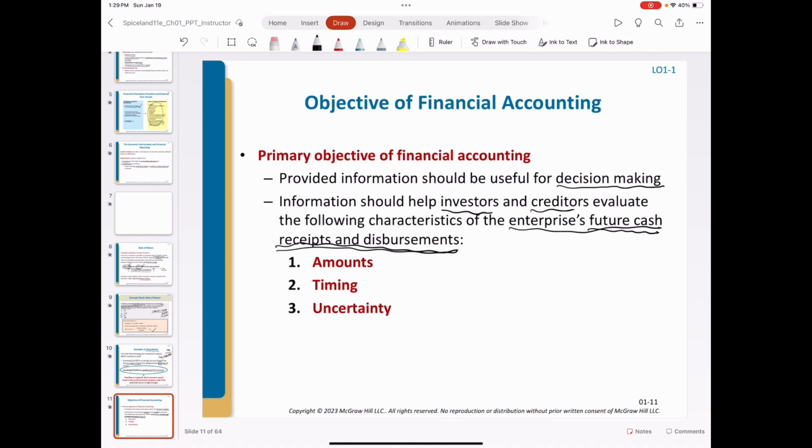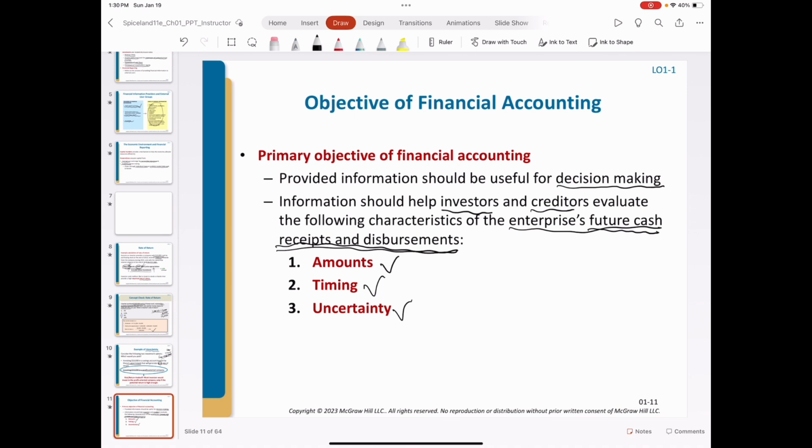So how do we estimate the future cash flow? That's the objective of financial accounting: provide useful information to estimate future cash flows instead of providing the information about future cash flows. For the future cash flow, the investors and creditors are interested in these three characteristics of cash flows: one is amount, timing, when, and the risk, uncertainty. So here we emphasize the cash flows.